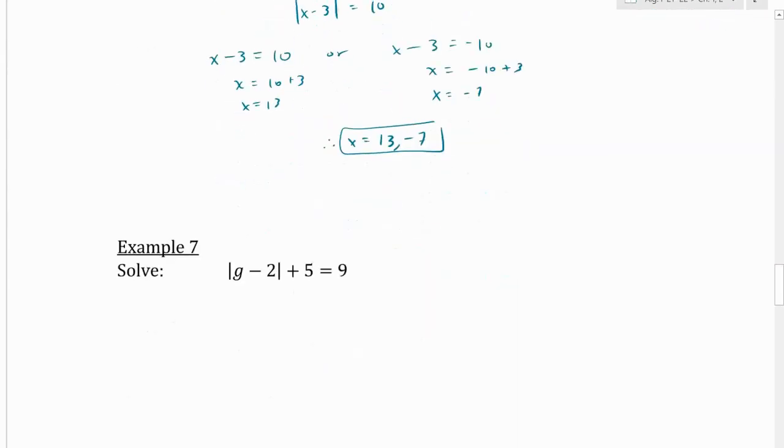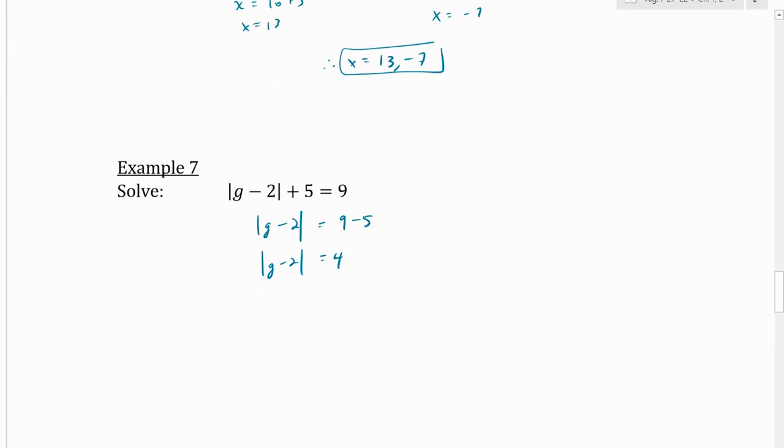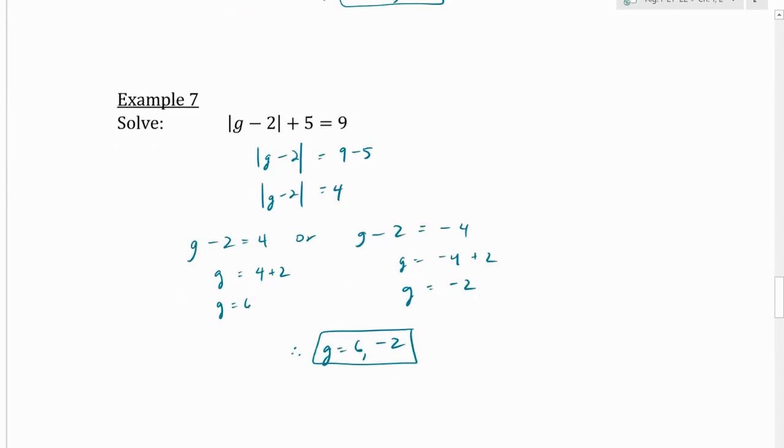All right, here. Again, isolate the absolute value. It means we're going to subtract 5 from both sides. Think, can an absolute value be 4? Yes, if whatever that argument is is either 4 or -4. Solve each of these individually. Therefore, g is either 6 or it is -2.